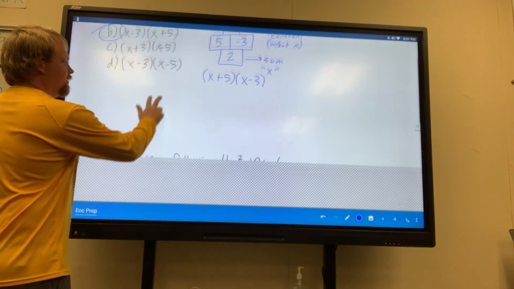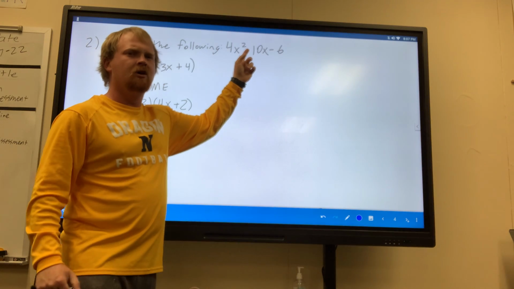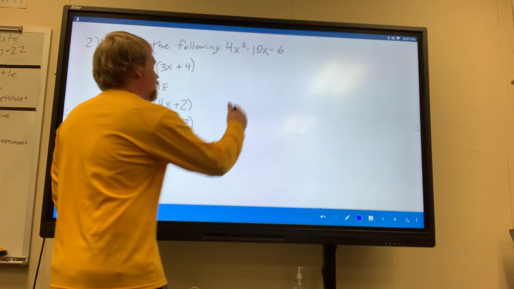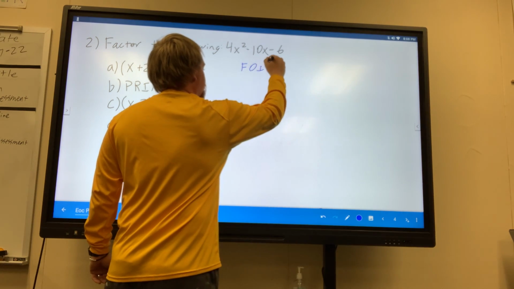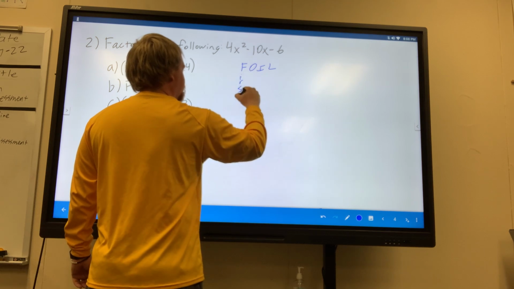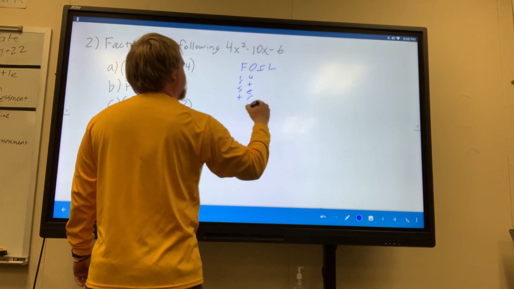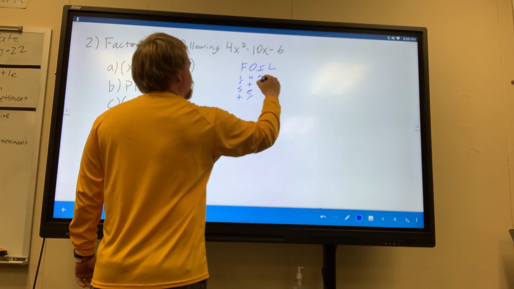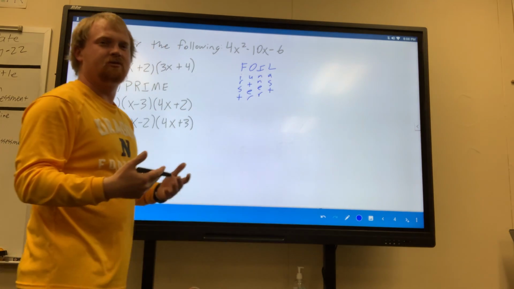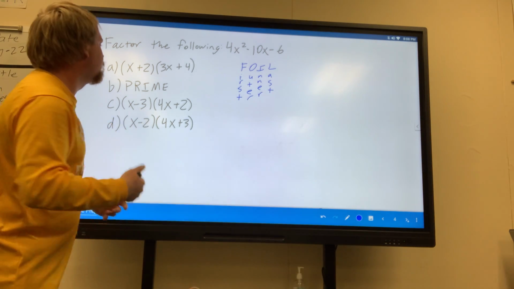Now, here's what makes it a little bit tricky. What if we have a number in front of the x squared? What we could possibly do is actually do what we call the FOIL method. Which, if you guys don't recall, FOIL is the first term times itself, the outer term times itself, the inner term, and the last term multiplied to each other. Basically, not to itself, but to each other.